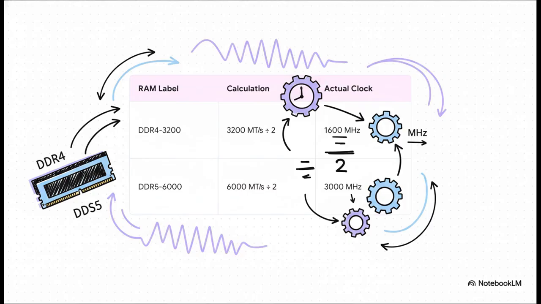When you see a label like DDR4 3200, that means 3200 megatransfers per second. But since you get two of those for every clock cycle, you just divide by 2. And there it is. The actual clock speed is 1600 megahertz. It's the same deal for DDR5 6000. That's really running at a 3000 megahertz clock.